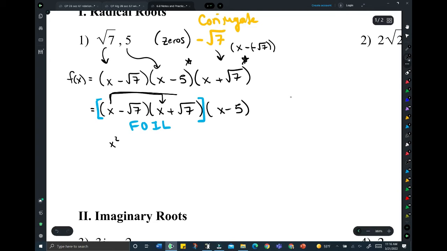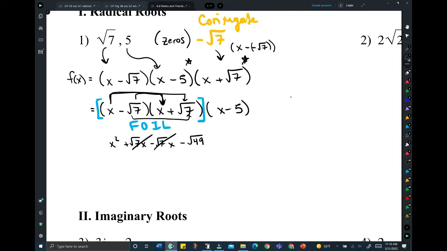When we do the firsts, you're going to get x squared. The outers is going to be positive root of 7 x. The inners will be negative root of 7 times x. And the lasts are going to be minus root of 49. So the magic that happens is, well, the square roots of 7x are going to cancel, and that's going to leave us with just x squared. The square root of 49 is just 7, so minus 7. So all that just came out to be x squared minus 7.